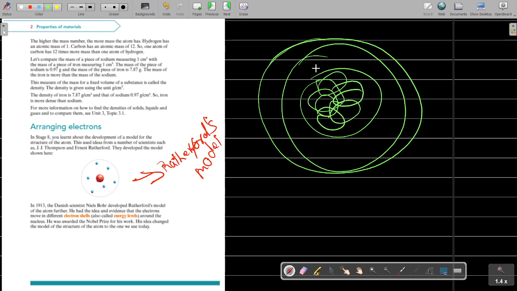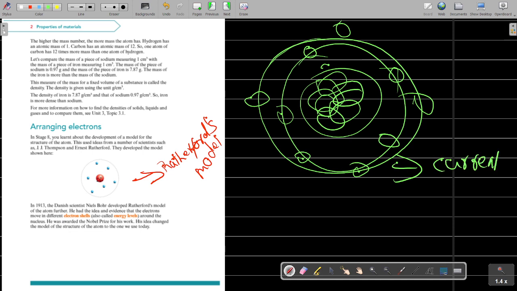And this is whose model? Danish scientists, and this is the current model. They developed the current model. Okay? Okay, turn your page.